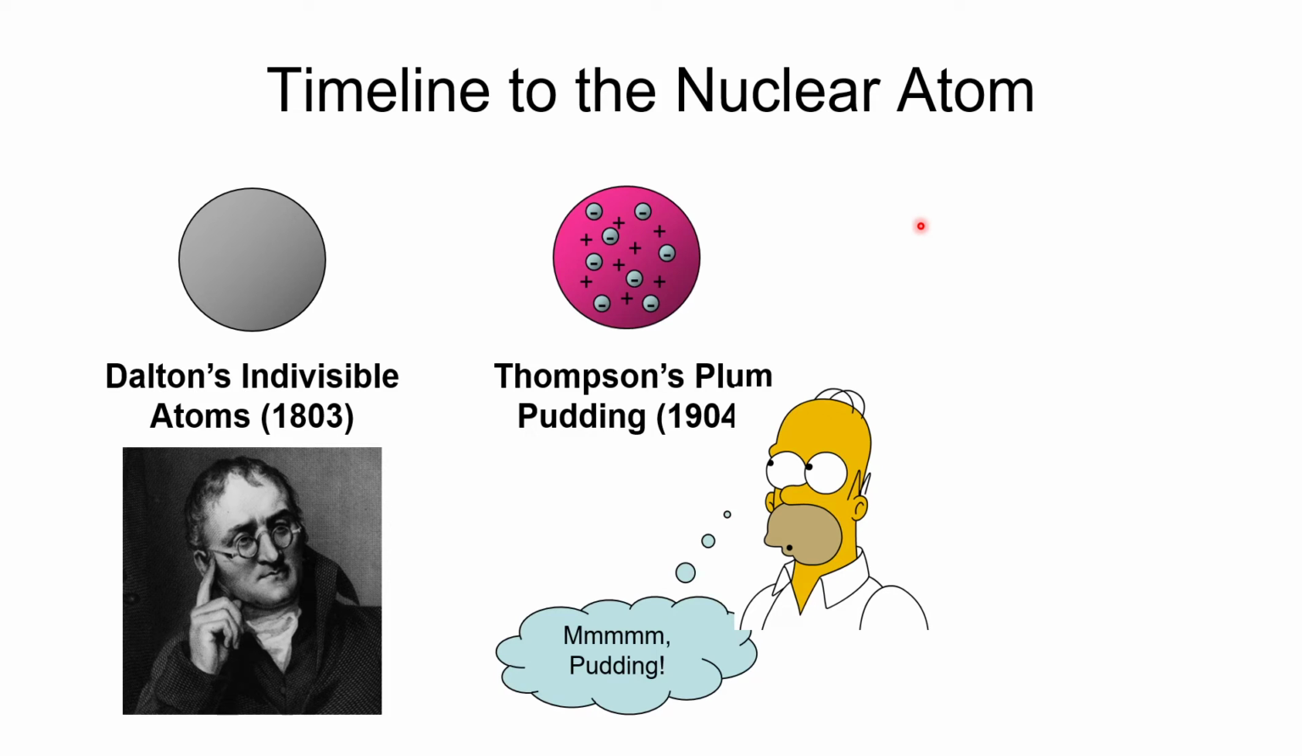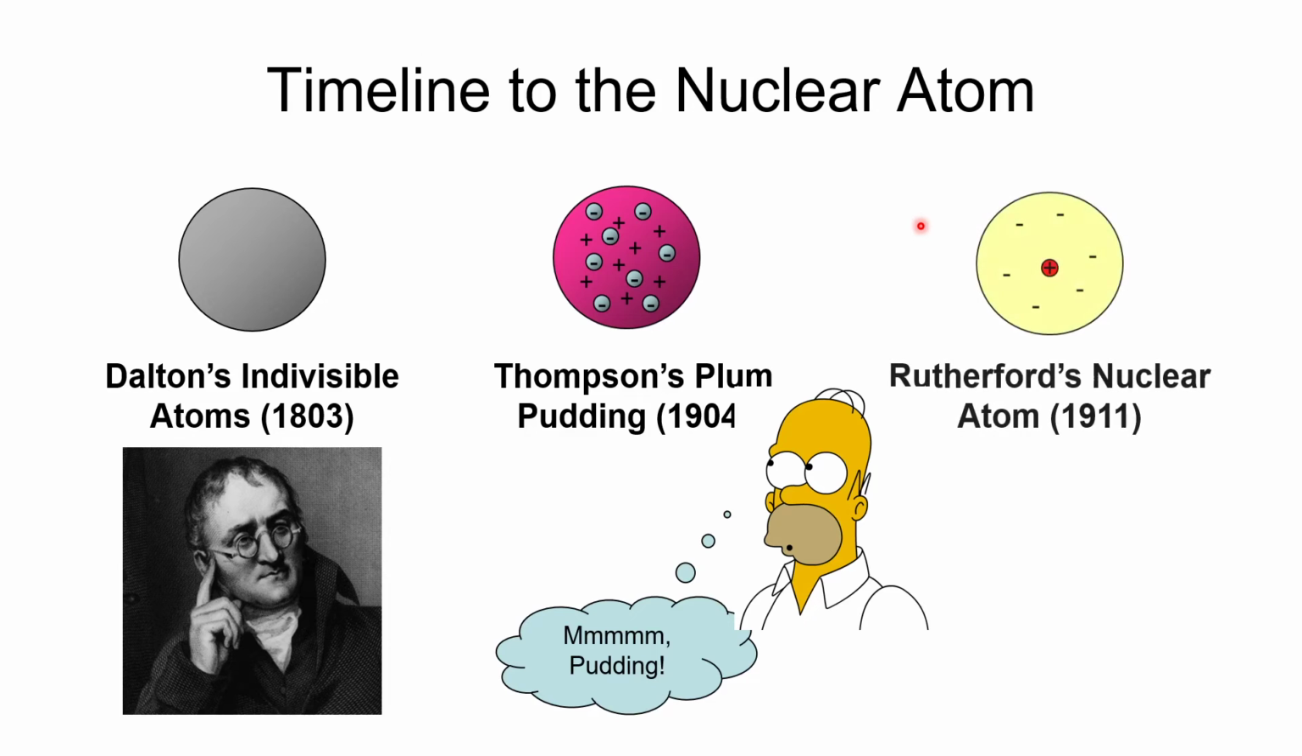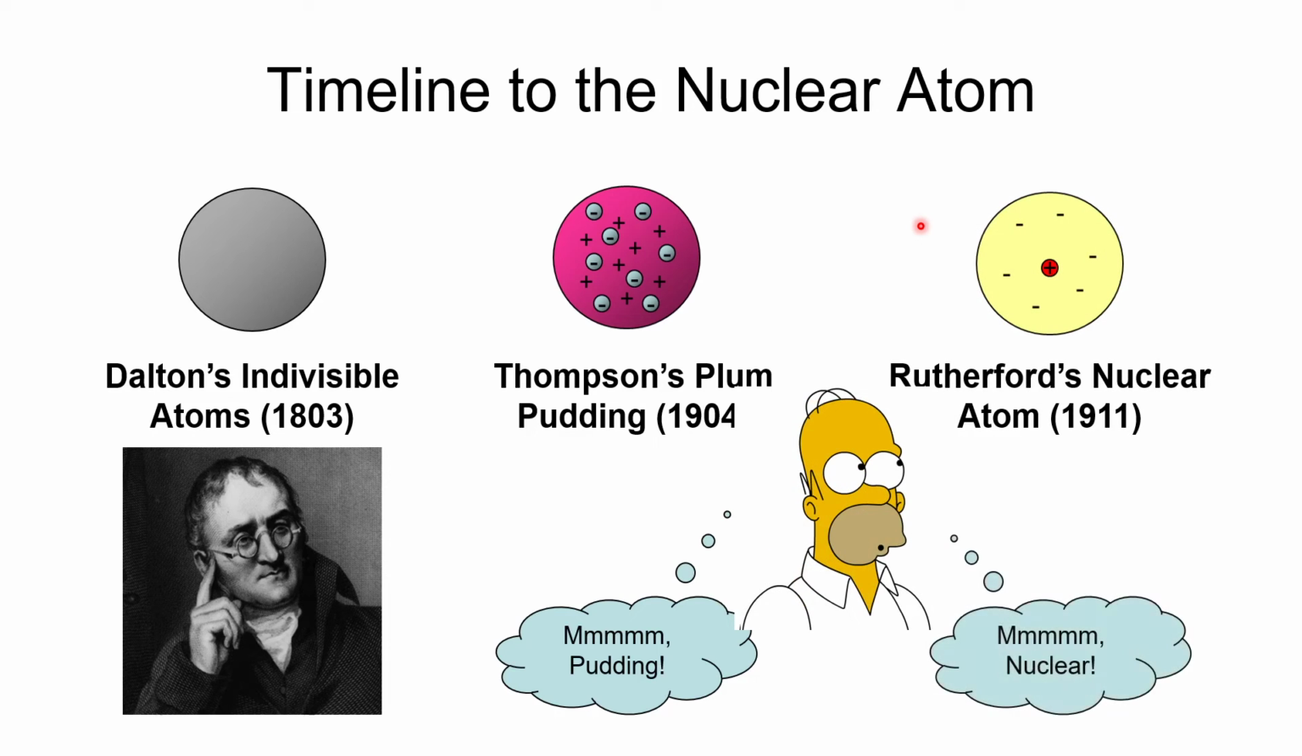And then Rutherford said, all right, all the positive charge and most of the mass must be in the middle of the atom, and we're going to call that the nucleus. And so that gave us Rutherford's nuclear atom. And so there we go, we've got Rutherford's nuclear atom.